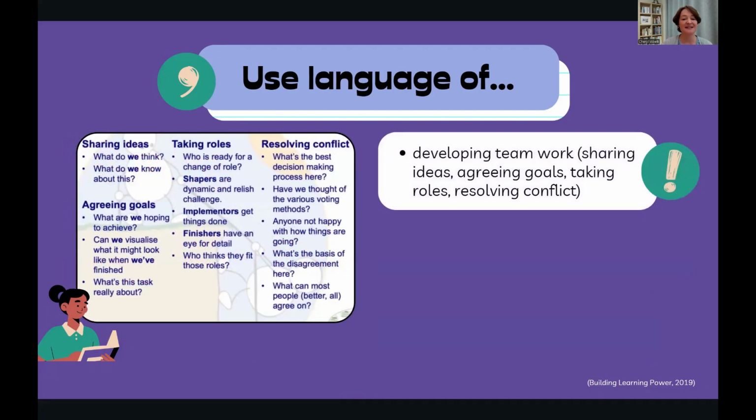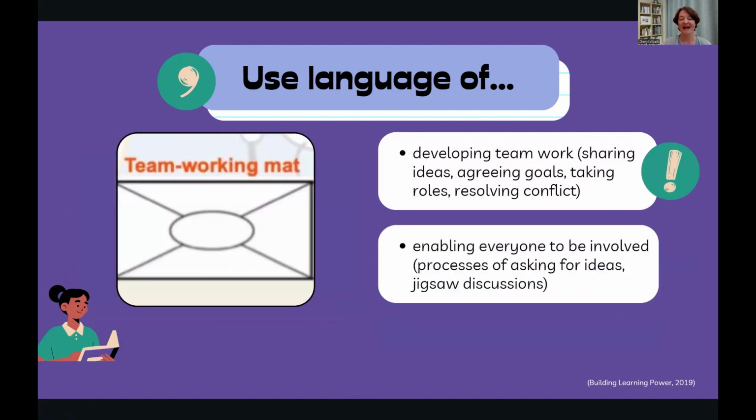The language of developing teamwork, where we are sharing ideas, agreeing on goals, taking roles and communicating about that. And of course, resolving conflict that always happens in group work and can be a catalyst for innovation. And the language that we use should enable everyone to be involved. So, using language that embraces processes of asking for ideas, things like jigsaw discussions, where each person has something that they need to contribute.